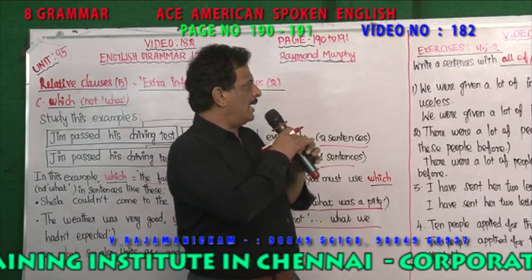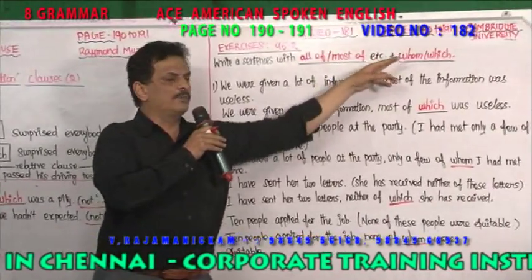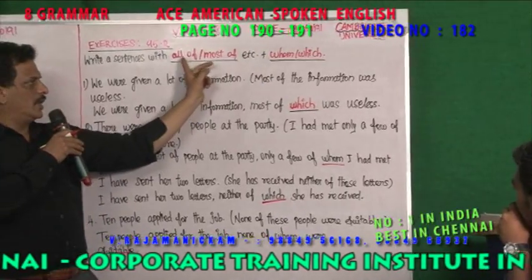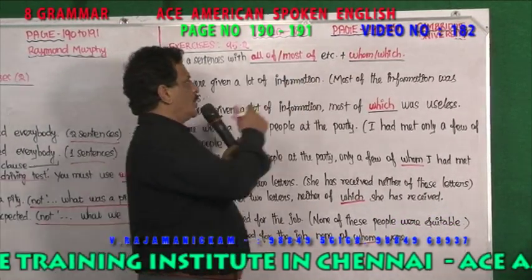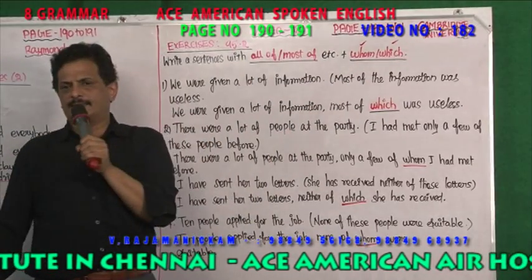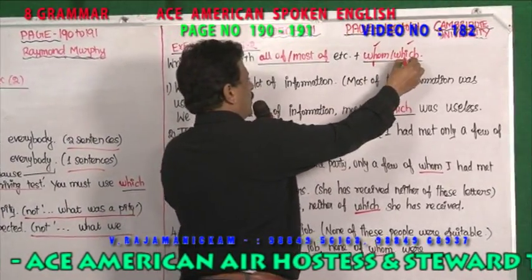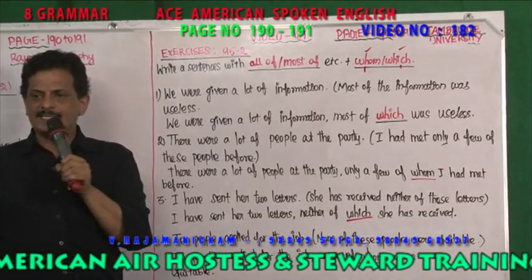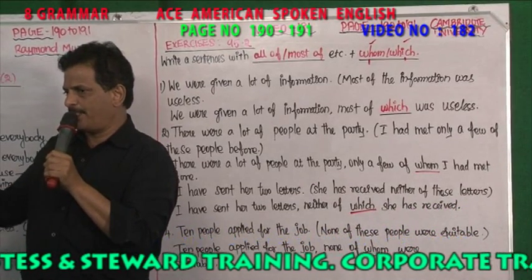So coming here, write a sentence with all of, most of, whom. All of whom. All of which. Most of whom. Most of which. So obviously this whom and which comes as an object, isn't it? Whom is for persons, human beings, which is for things.